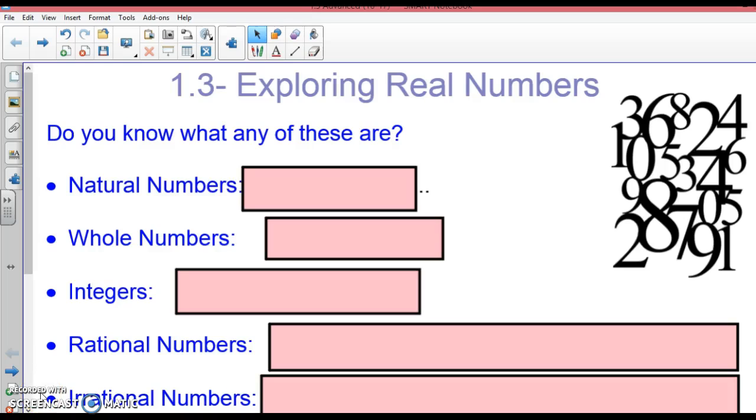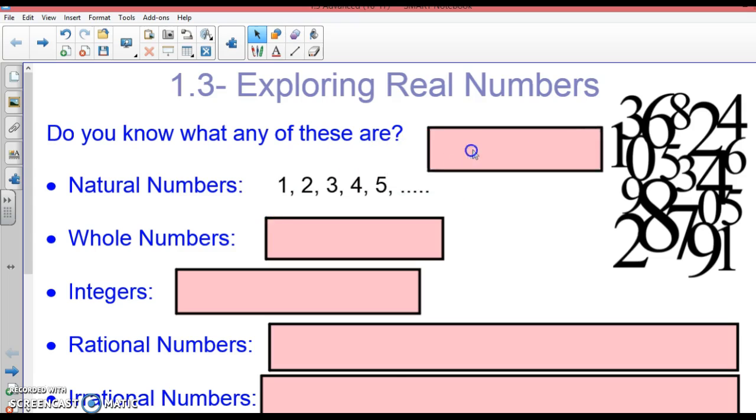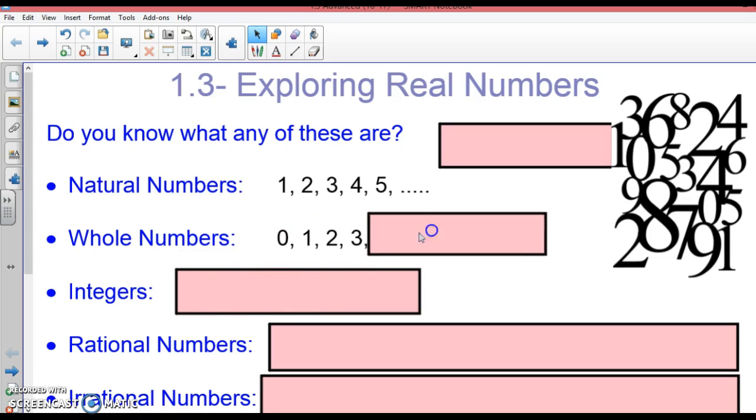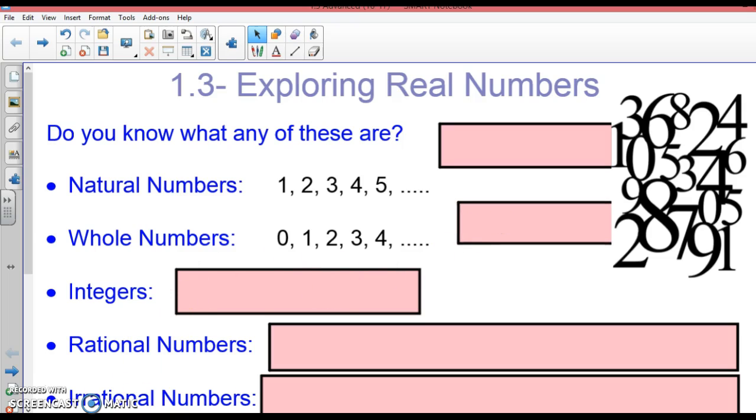All right, today we're talking about real numbers. It's lesson 1.3, and you guys need to know all of these different sets. Natural numbers, also known as the counting numbers, 1, 2, 3, 4, 5, etc. These dots mean it goes on forever and ever. Whole numbers are the counting numbers and 0.